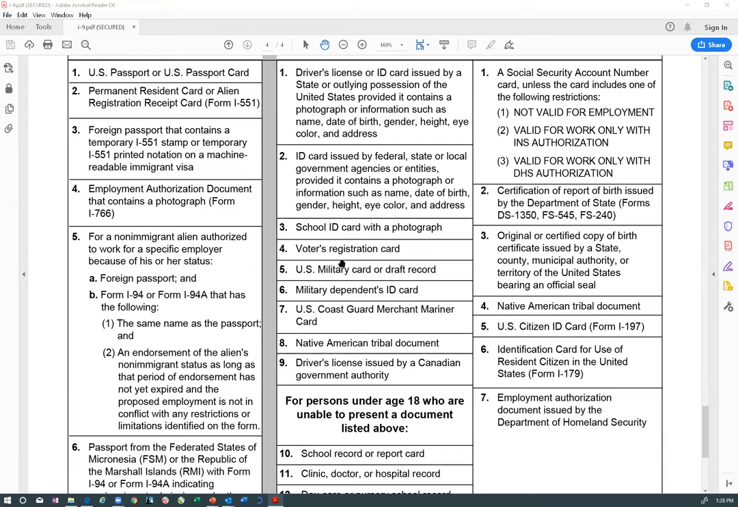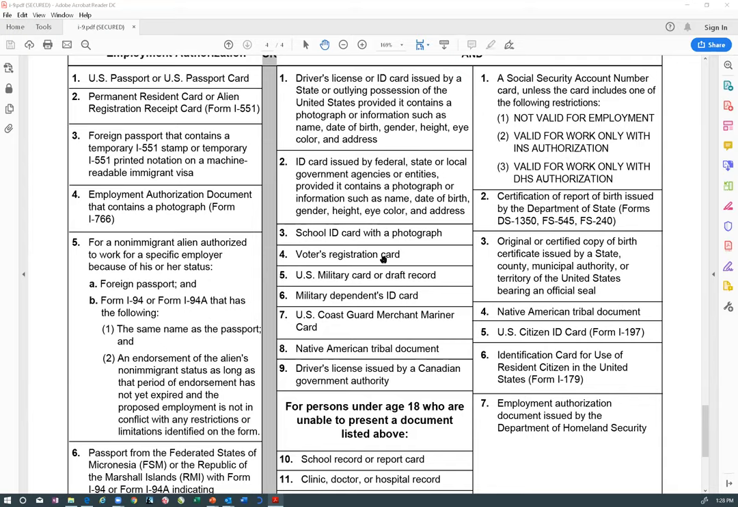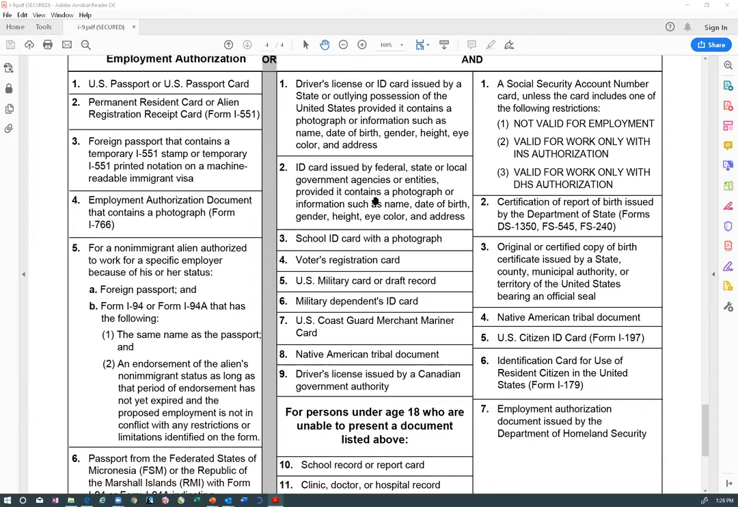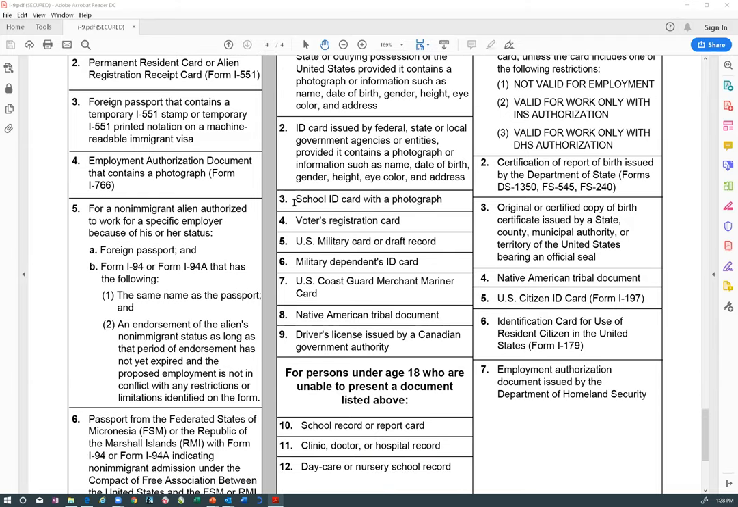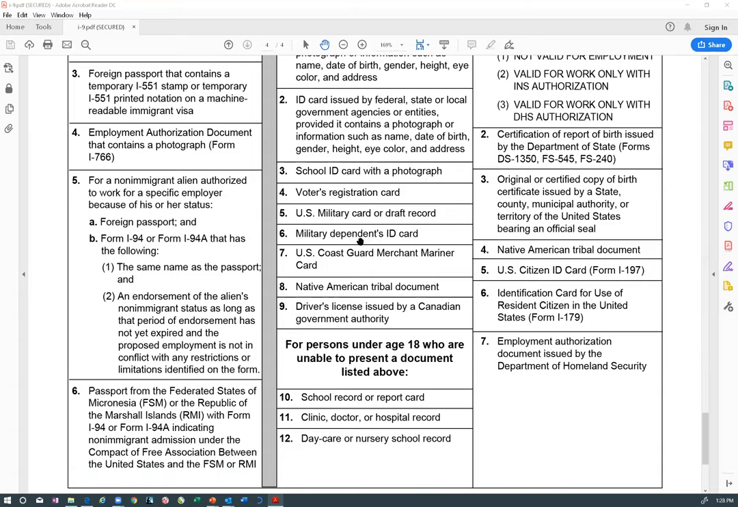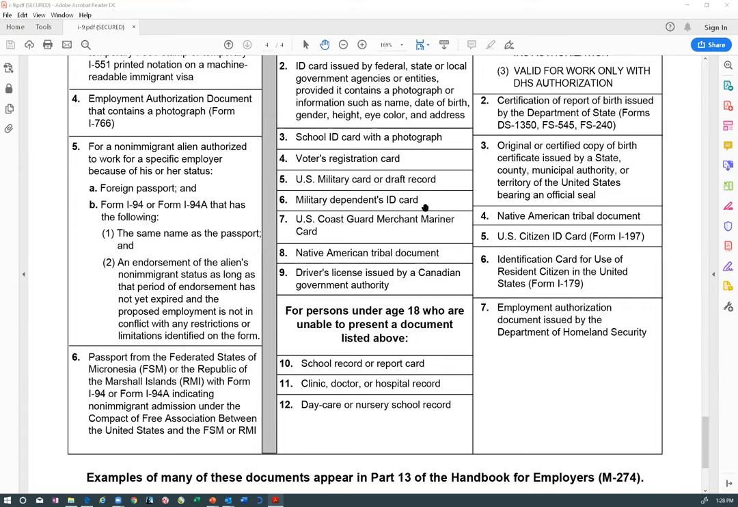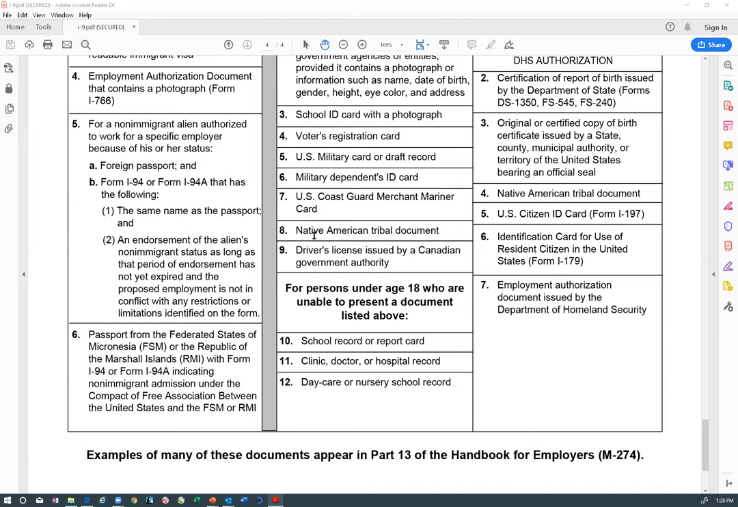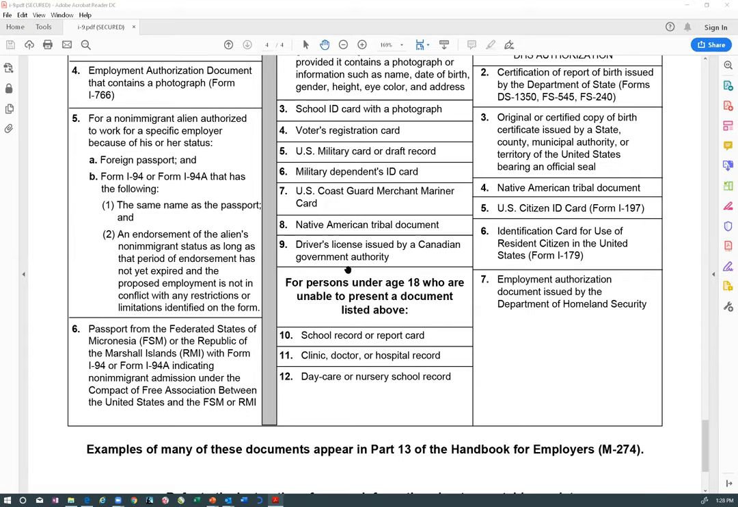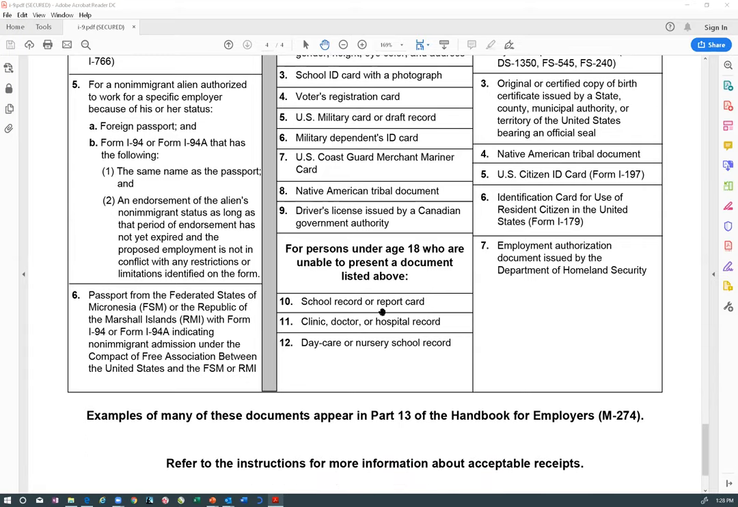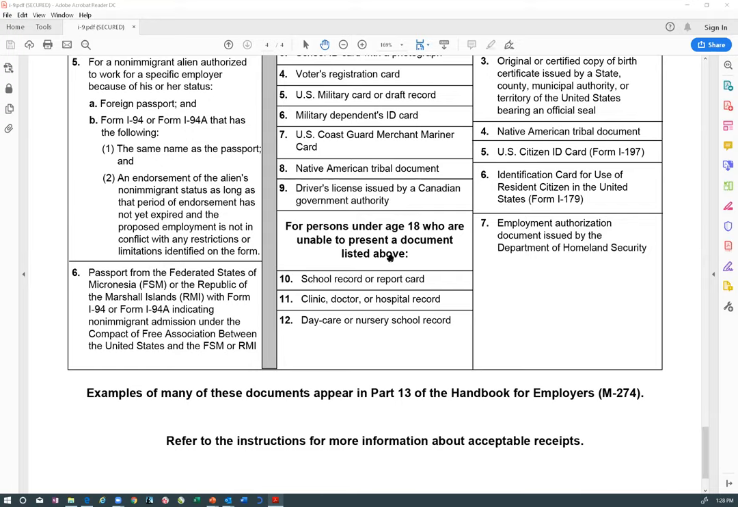All of these, except for basically this one, the voter registration card, typically do not have a photo on them, but some of them now even do have a photo on them. These are a photo government ID card. See this one? School ID card with a photograph. If it doesn't have a photograph, it doesn't count. Military dependents ID cards usually have a photograph on them. Now, this one's a little bit different. The Native American tribal document usually does not have a photograph on it, but they will accept that. And then this one is the only exception.